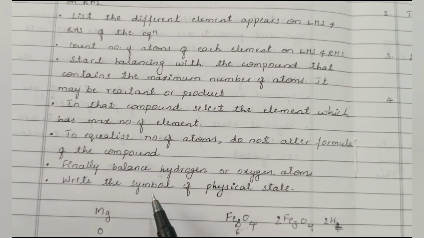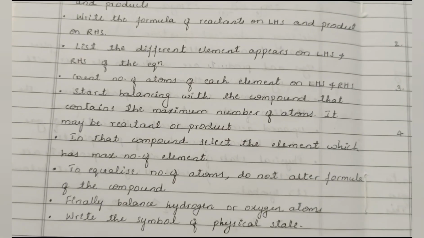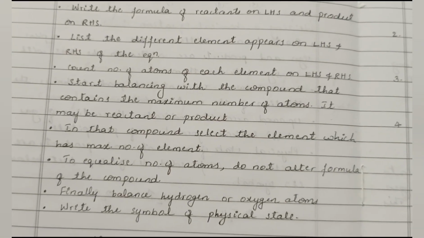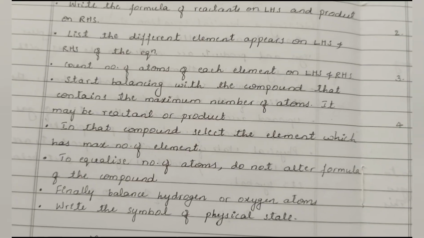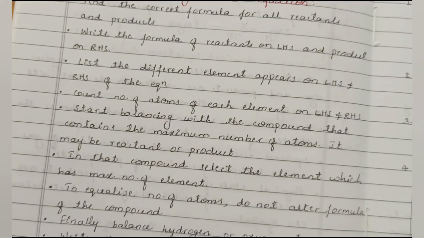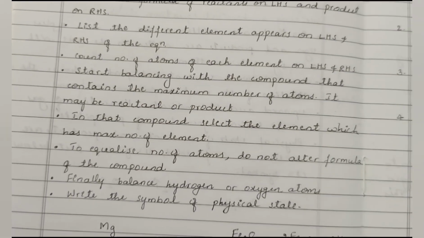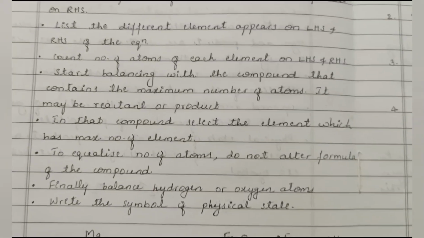Next, write the symbol of physical state. For example, for solid, you have to write S. For liquid, you have to write L. And for gas, we have to write G. Okay, these are the rules. Understood?